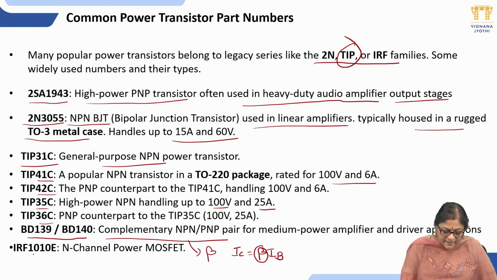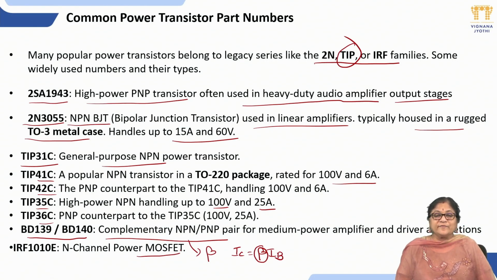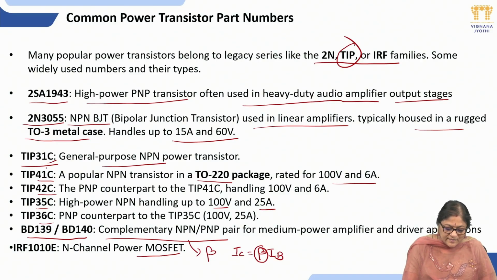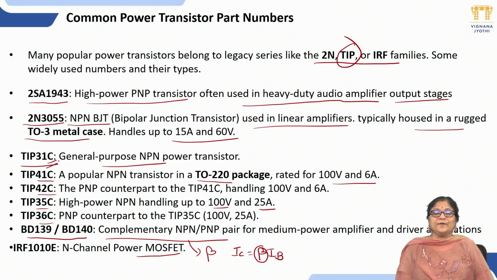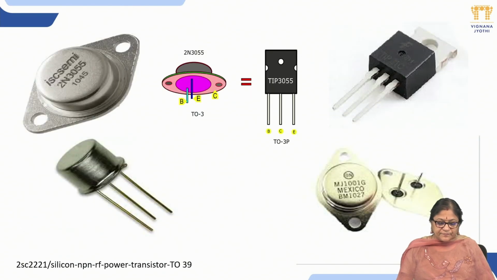Finally, this IRF1010 is an N channel power MOSFET amplifier. So different transistors will have different shapes like TO3 package, TO220 package, that is a metal one or a plastic one or a ceramic one. Their numbers are going to change. And the last letter C indicates it is commercial grade. Commercial grade means normal operating temperatures. Otherwise, for military grade, a different number will be used.